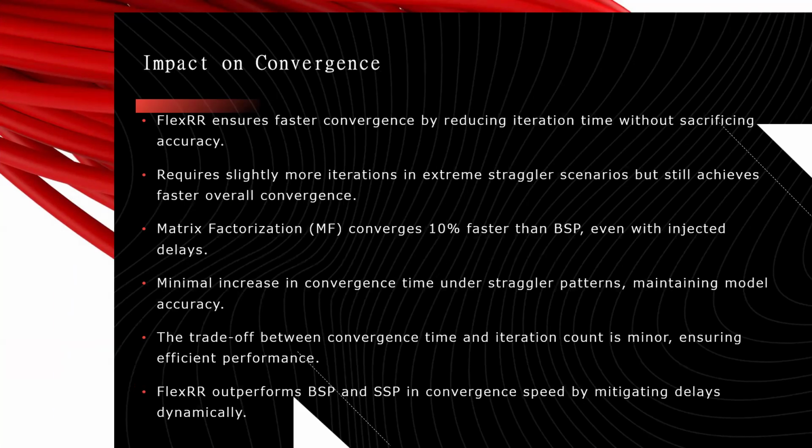Impact on convergence: FlexRR ensures fast convergence by reducing iteration time without sacrificing accuracy. It requires slightly more iterations in extreme straggler scenarios, but still achieves faster overall convergence. Matrix factorization converges 10% faster than BSP, even with injected delays. There is a minimal increase in convergence time under straggler patterns, and model accuracy is maintained. The trade-off between convergence time and iteration count is minor, ensuring efficient performance.